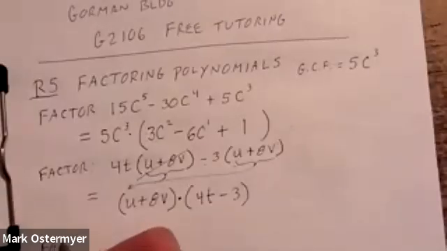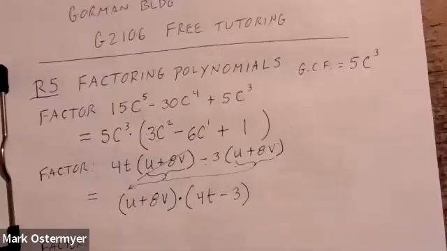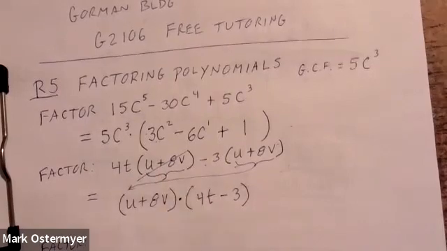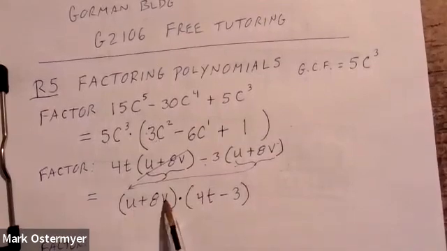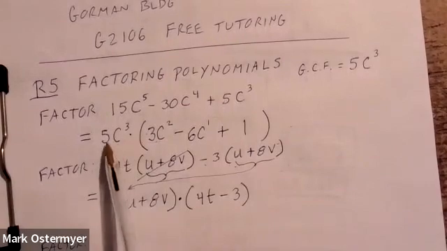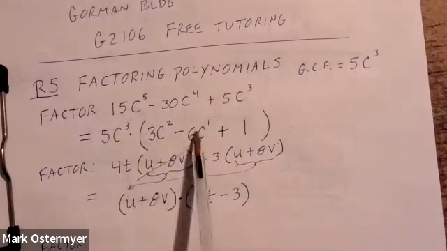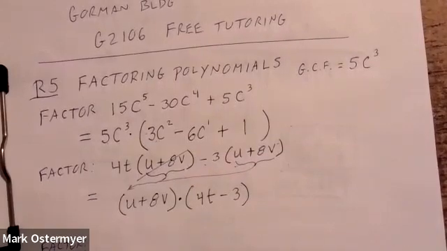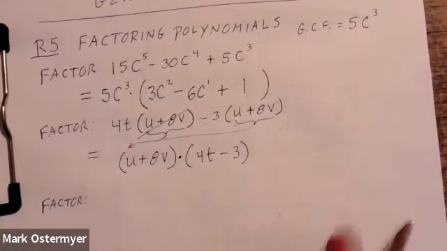Now, when you factor a polynomial, you can always check your answer. All you got to do is just multiply things back out, and you should get back what you originally had. For instance, if I take this u plus 8v and multiply it by 4t, I get back 4t times u plus 8v. Minus, if I take u plus 8v times 3, I get back 3 times u plus 8v. If I took the 5c cubed and distributed it back into all three of these terms, I would get back what I originally had. That's how you can check your answer to make sure you're factoring correctly.